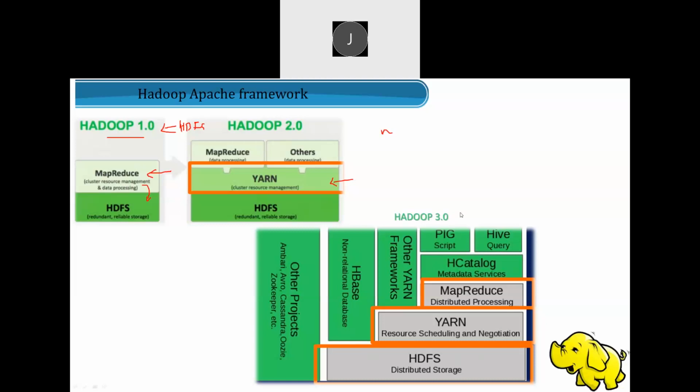Okay, then later in Hadoop 3.0, from version 3.0, they have other processing units along with YARN, HDFS, and MapReduce. Okay, they have Pig, Hive, HBase, other projects also, and HCatalog. What are these? These are the processing engines, they say.